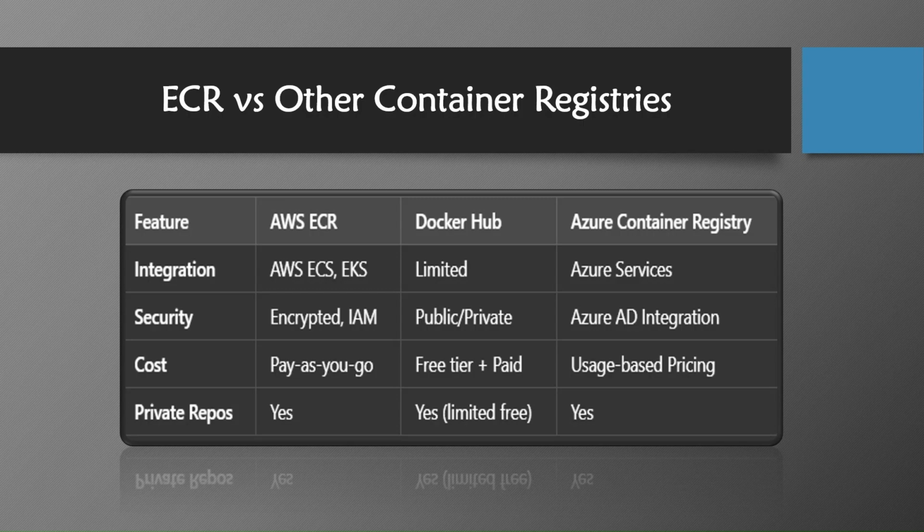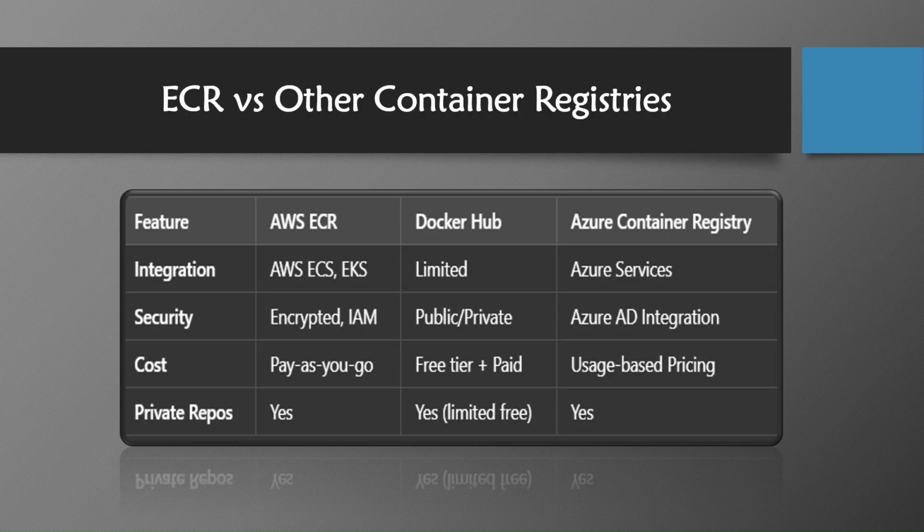The next feature here we have is security. AWS ECR offers robust security features including IAM-based access control, image scanning for vulnerabilities, and encrypted storage, both in transit and at rest. Docker Hub provides basic security with the option for both public and private repositories, but lacks fine-grained access control like ECR or ACR.